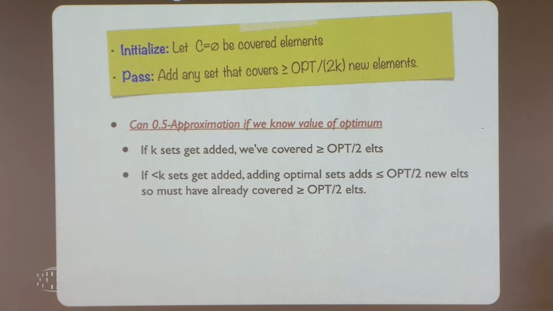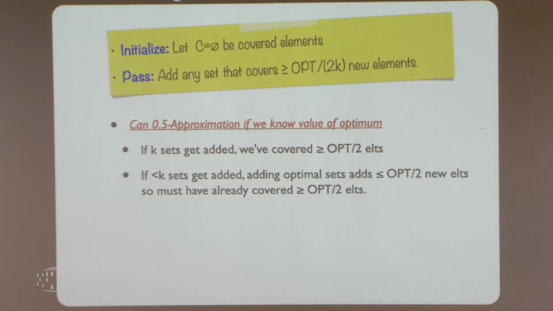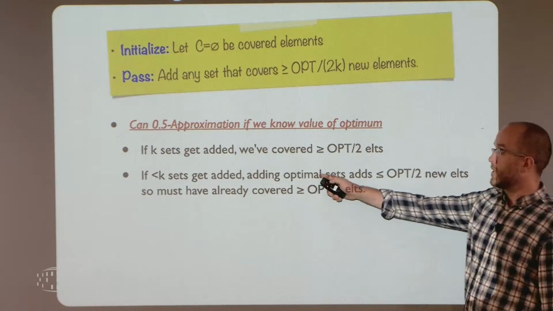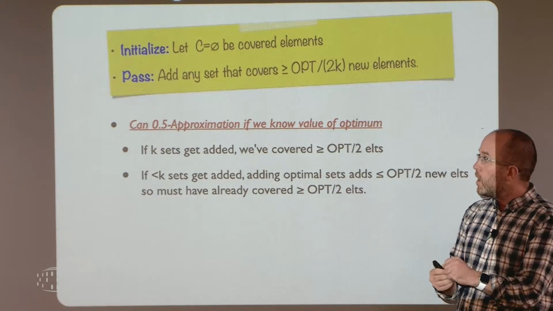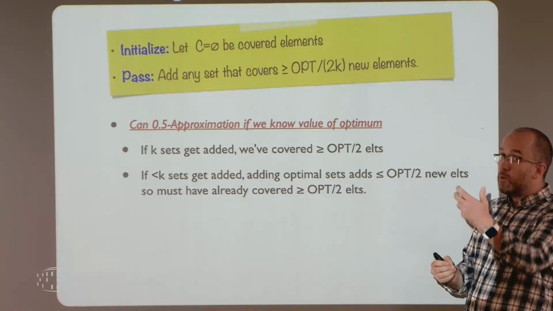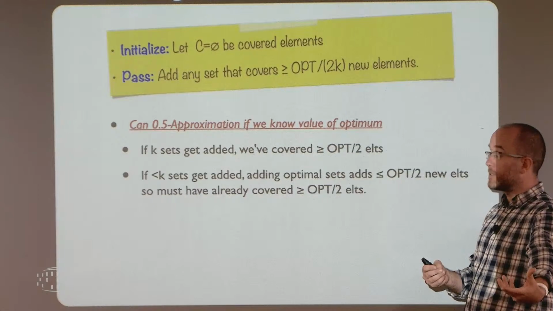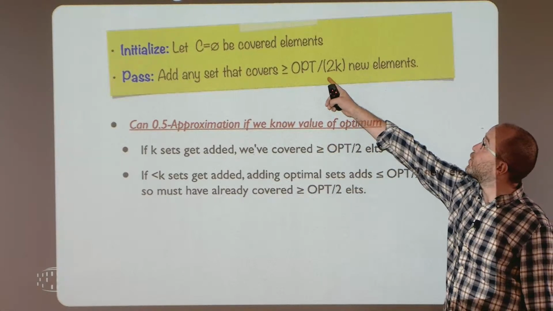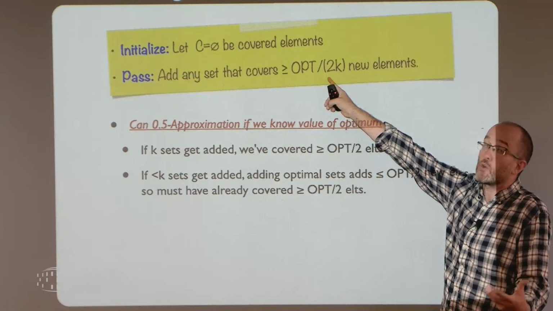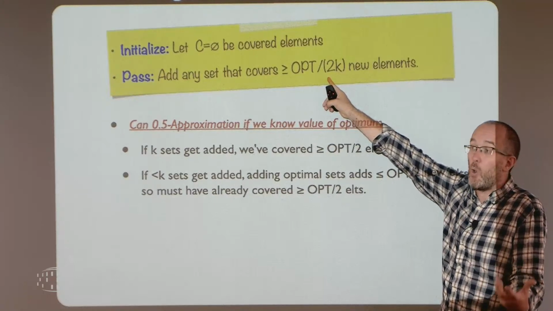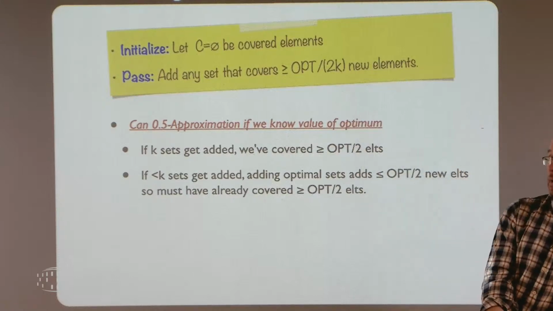On the flip side, if you didn't add k sets, and you considered adding the optimal sets to the collection that your algorithm came up with, well, each of those optimal sets that you didn't add was ignored because it didn't cover many new elements. All the sets you ignored cover less than opt divided by 2k. So the total amount you could grow your current solution by adding all the elements in opt is at most opt divided by 2. Therefore, you've covered at least opt divided by 2 things already.